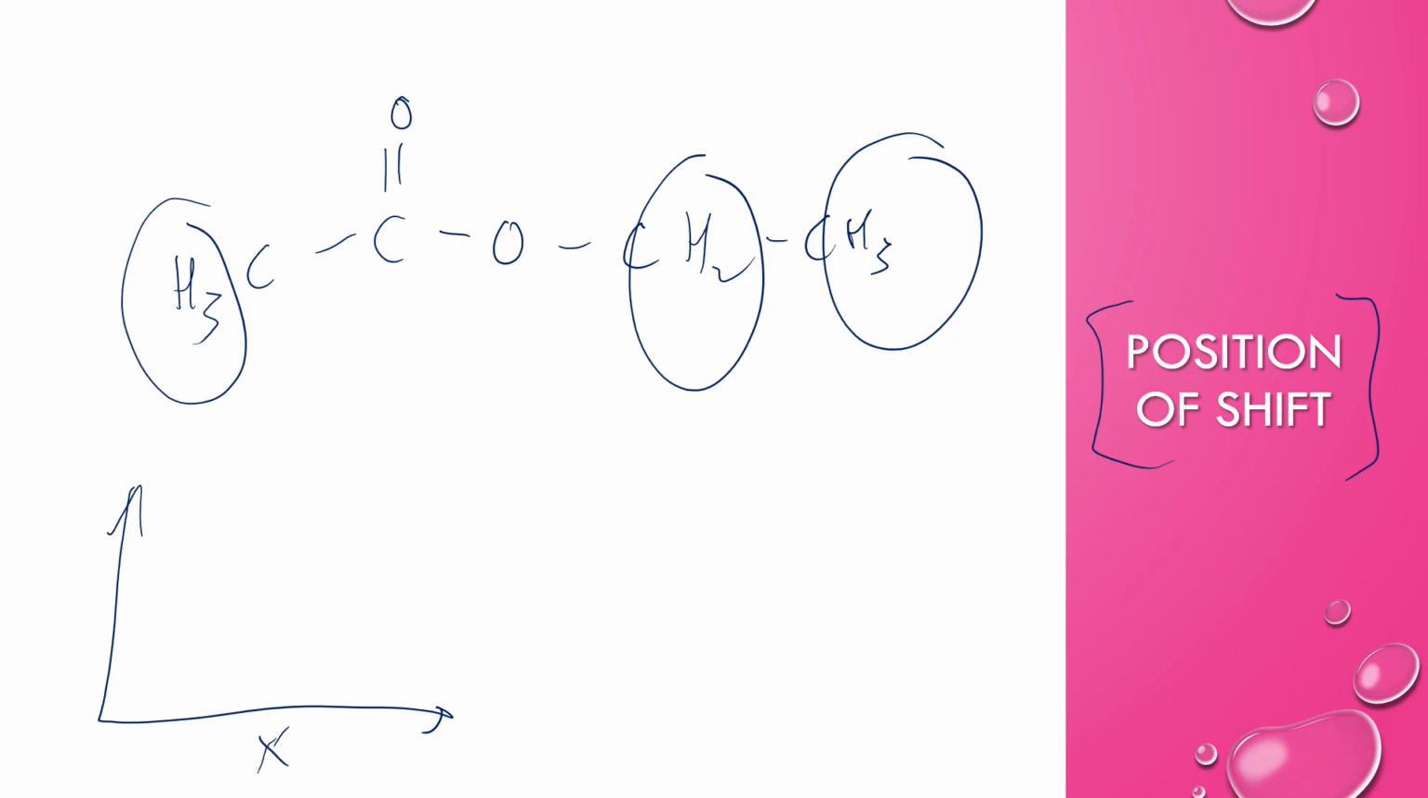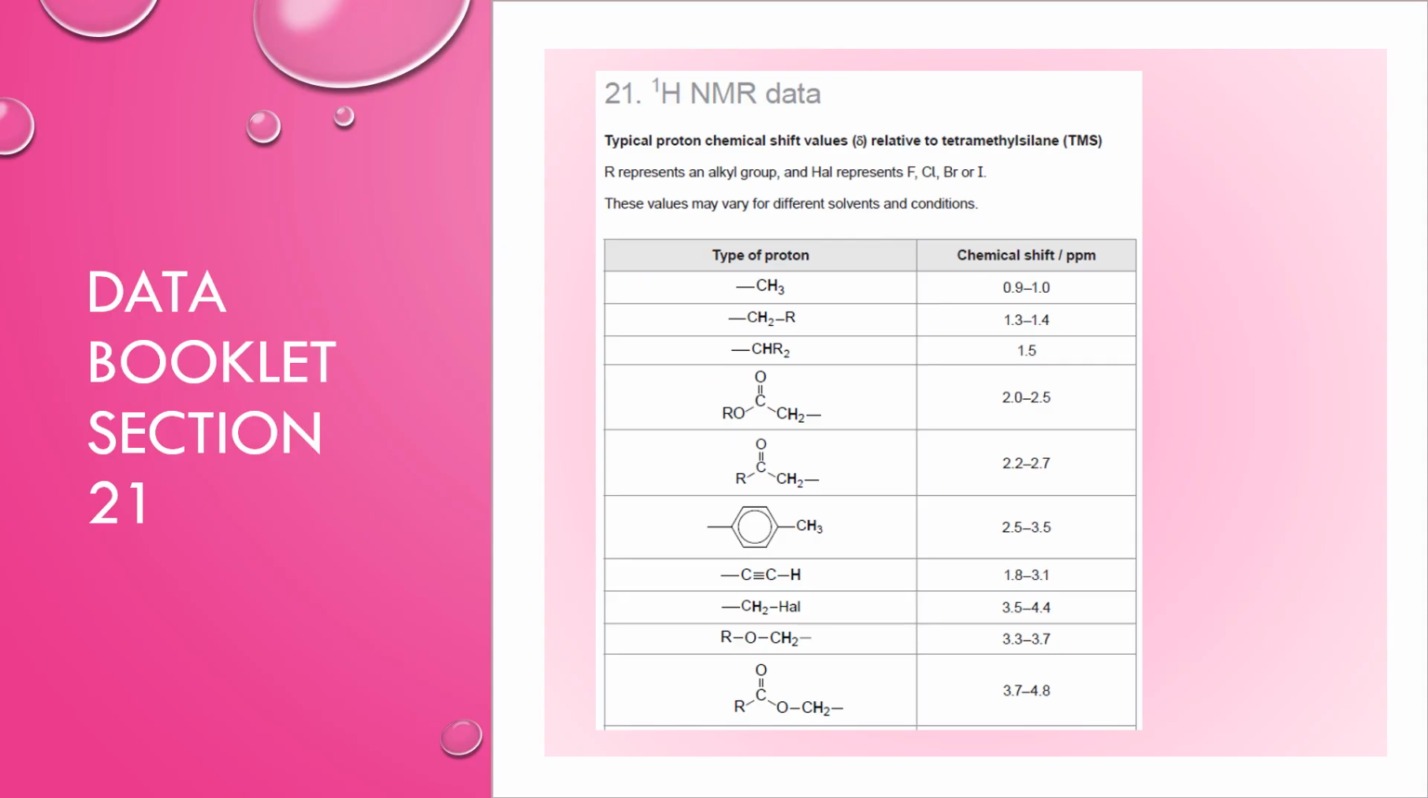So the value for this hydrogen that's next to the C double bond O of an ester is going to be different than the hydrogens next to the single bonded oxygen. And then the CH3 at the end is going to be different from either of those as well. And you can gather this information from the data booklet in section 21. So this is just a sample of the data booklet.